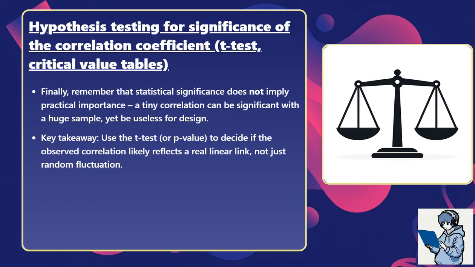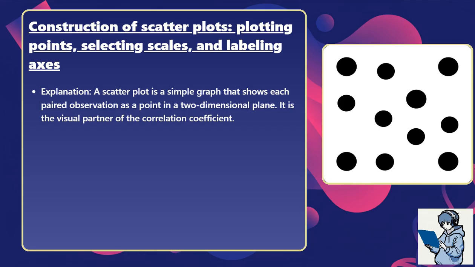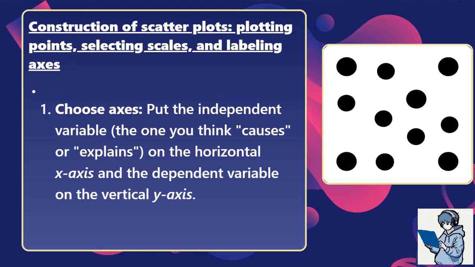Explanation: a scatter plot is a simple graph that shows each paired observation as a point in a two-dimensional plane. It is the visual partner of the correlation coefficient. The steps to construct one. Step 1. Choose axes.